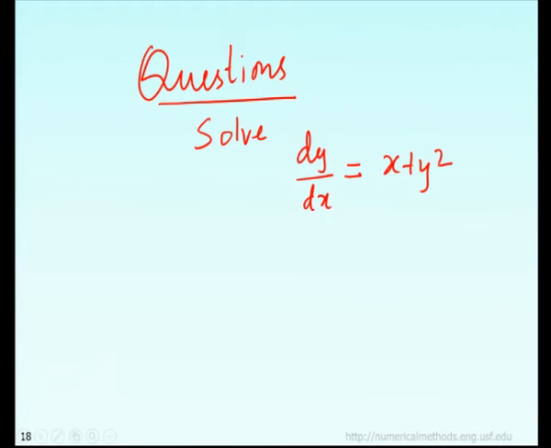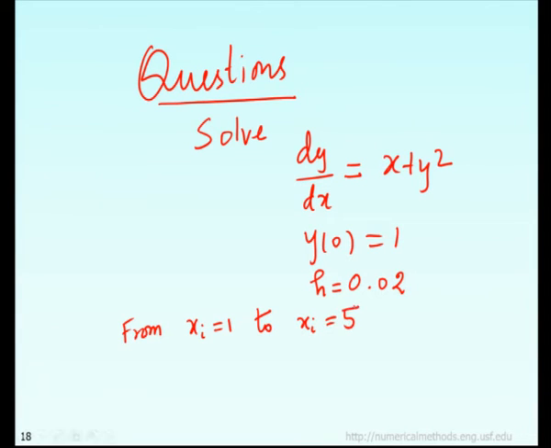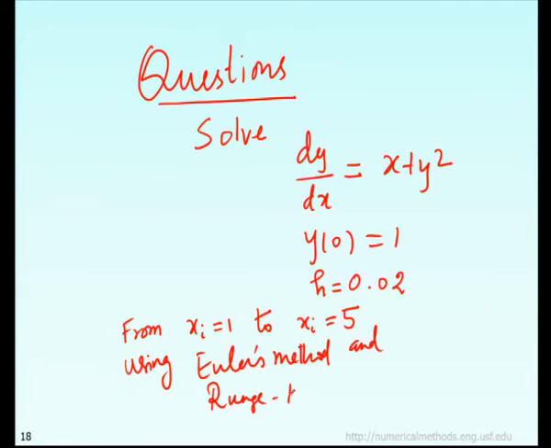I will give a few additional questions to the students. Solve this problem with the initial value and step size from x_i equal to 1 to x_i equal to 5 using Euler's method and Runge-Kutta methods.